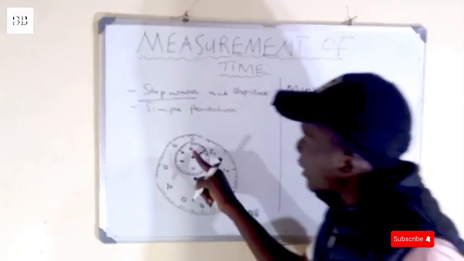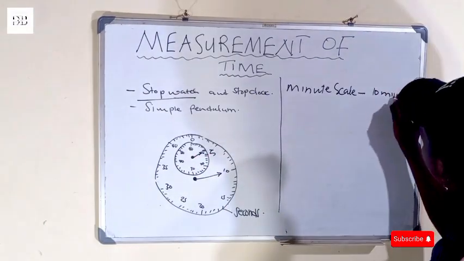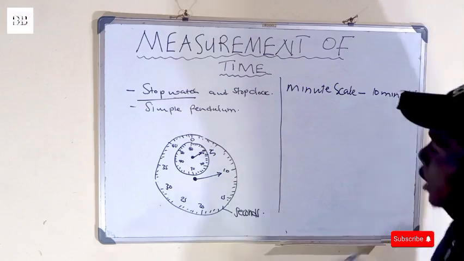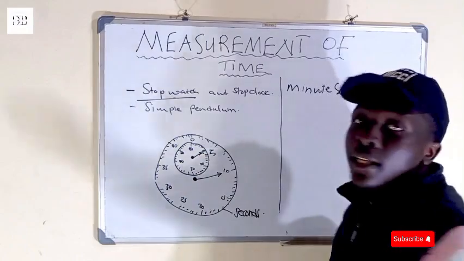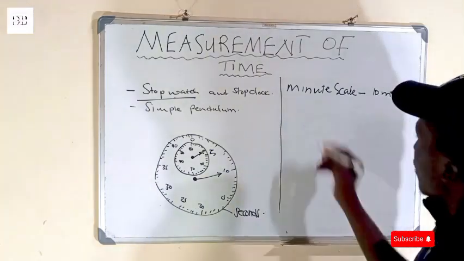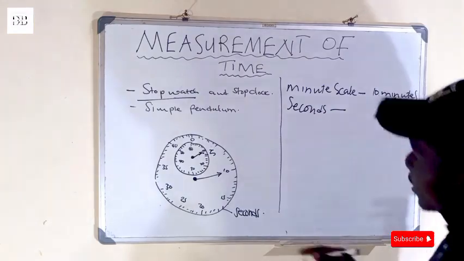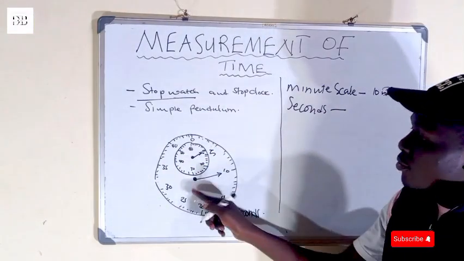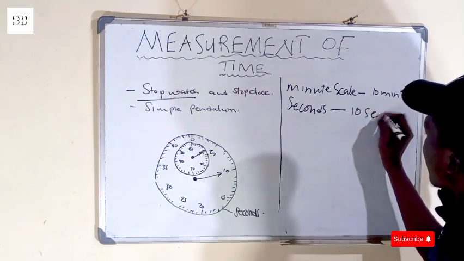On the minute scale here, we can see that this arrow is pointing at 10, so this is 10 minutes. Please keep in mind that it does not necessarily always have to be at 10. It can be at 11, 11.5, depending on what scale you are using. Then we'll record on the second scale. On the scale that shows the seconds, we can see that the arrow is also pointing at 10. So this is 10 seconds.